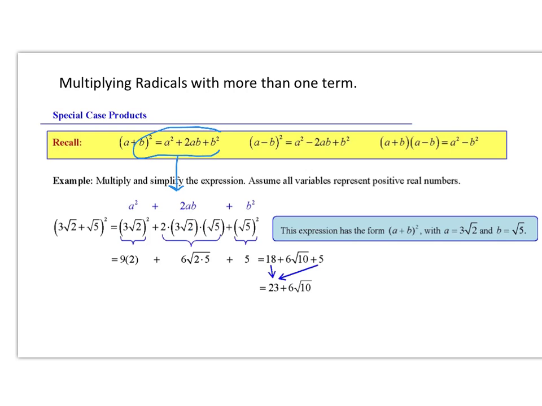So you'll notice that this ends up being 18. This ends up being 6 square root of 10, and the last term is 5. But we can add the 5 and the 18 together, so we end up with 23 plus 6 square root of 10, and so that's our answer here.